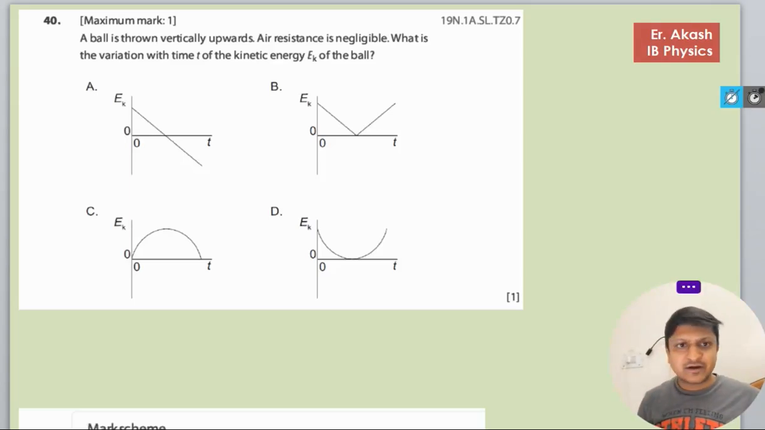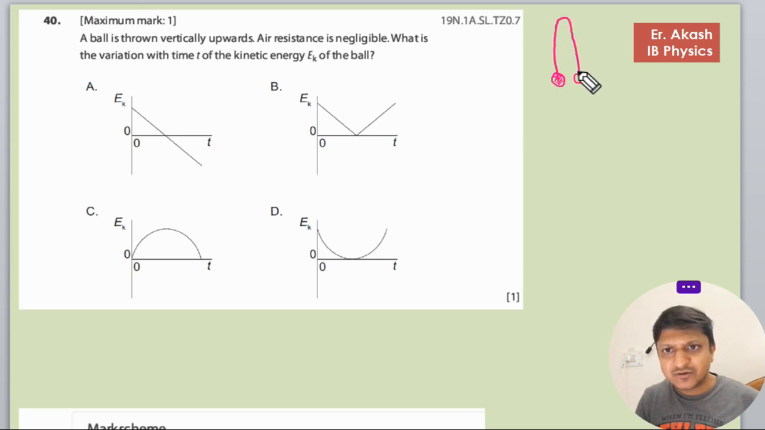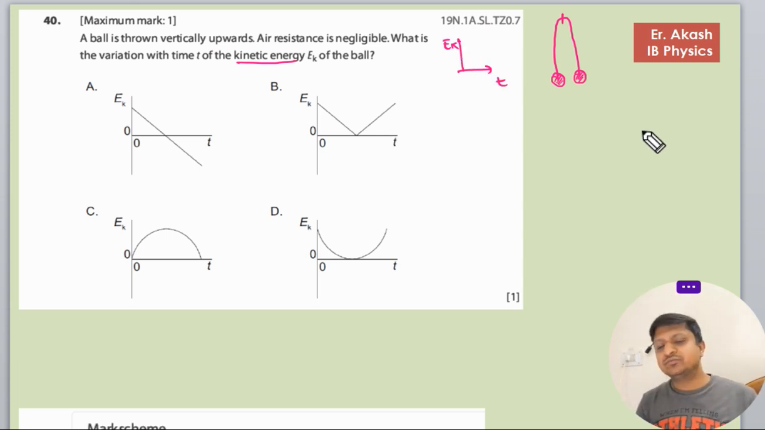So there's another question, and the question says that a ball is thrown vertically upwards, air resistance is negligible. What is the variation with time t of the kinetic energy Ek of the ball? So the question says that there is a ball and it has been thrown upwards and then it comes down to the same level, and now we have to plot the graph of the kinetic energy with time t. So we have to make an equation that will have both the variables.